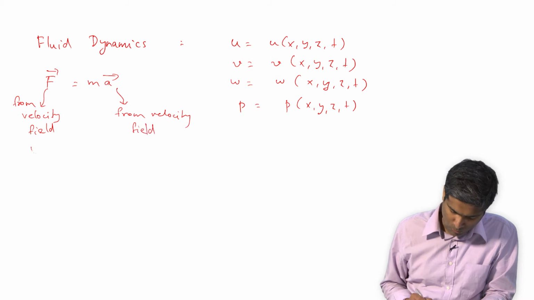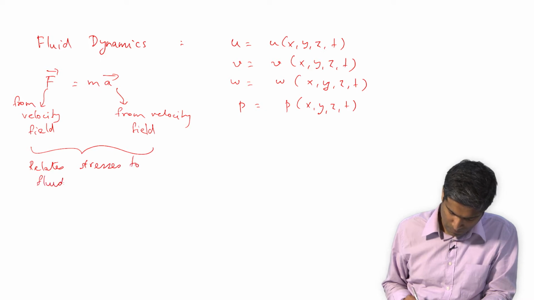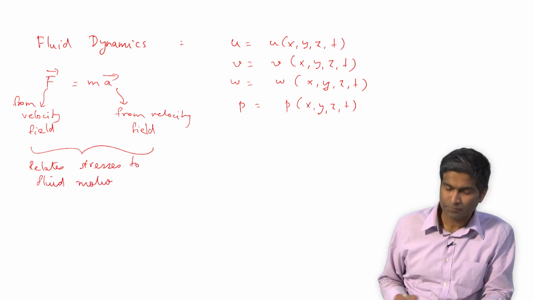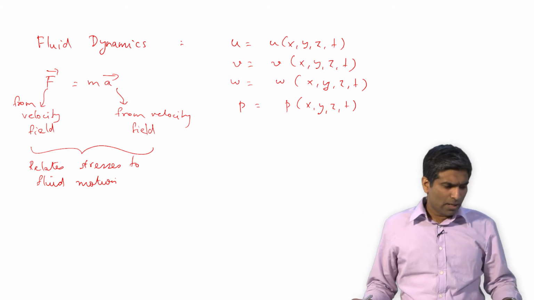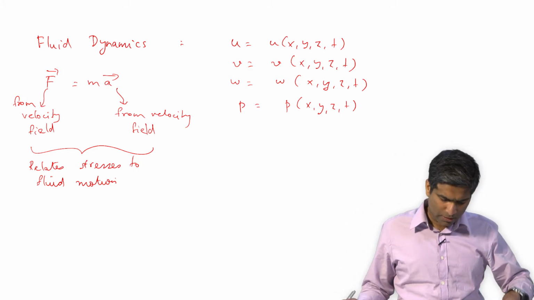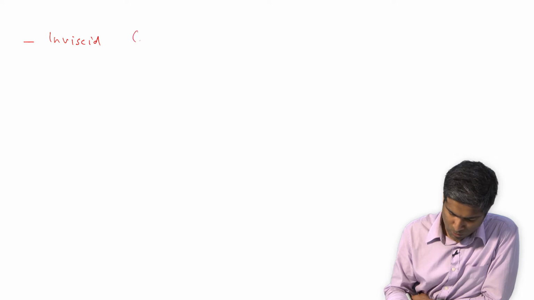and so on with the acceleration as well. So that this whole equation now is an equation that relates stresses to fluid motion. And we'll make some assumptions. The simplest situations we can consider are good enough for illustrative purposes. So we'll start with some simplifying assumptions. We'll start with an inviscid flow. That means mu equals 0.